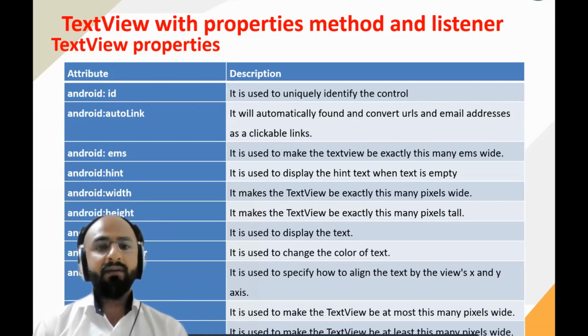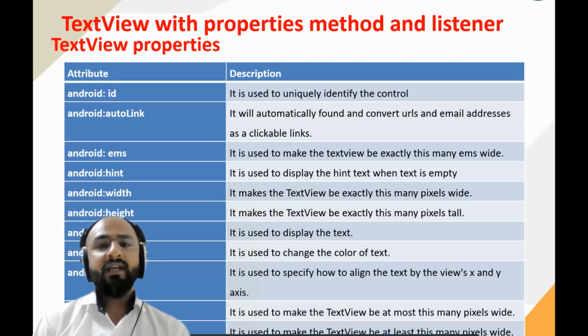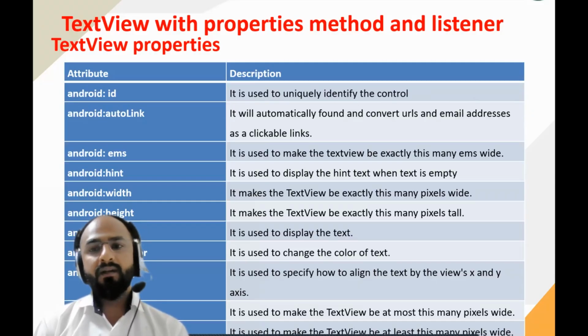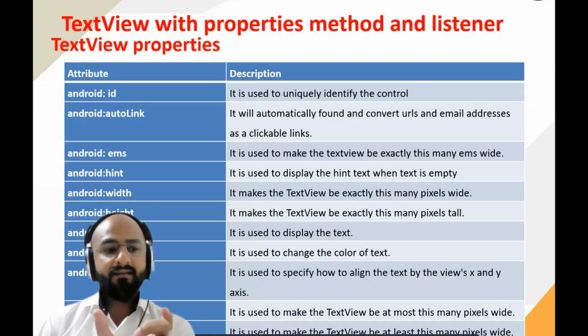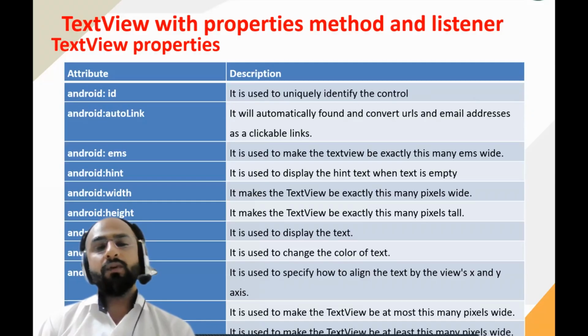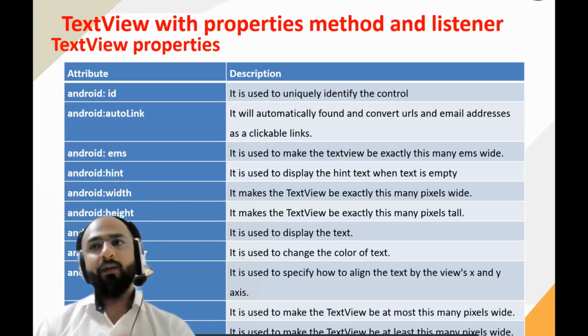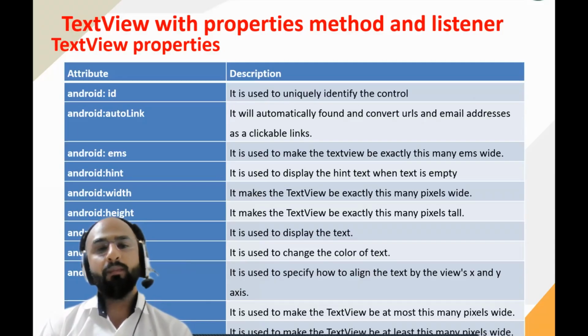Then we have Android:autoLink. It will automatically find and convert URLs and email addresses into clickable links. Suppose you have taken a text view, and on that text view there is a text written like a mobile number. So when you click on that text view, it will automatically open the call dialer in the mobile, right?